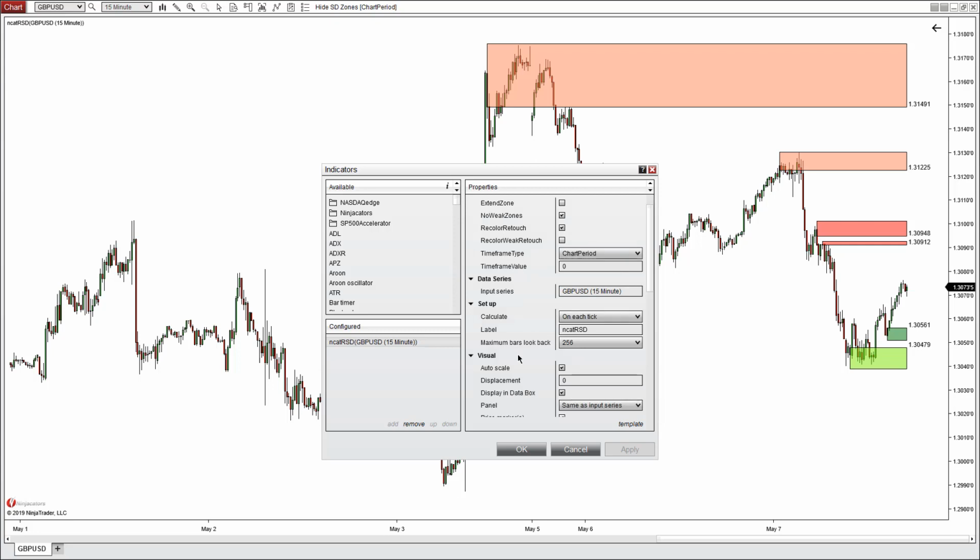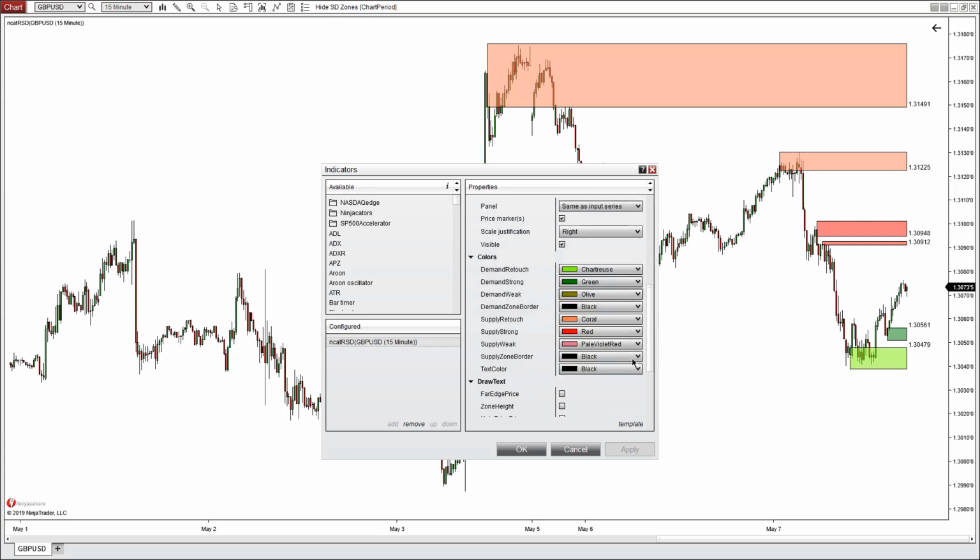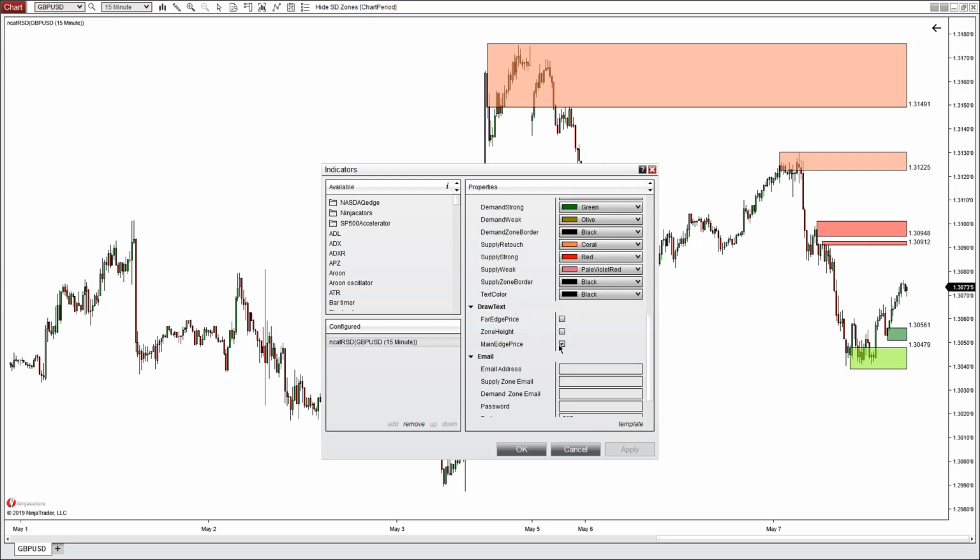Now data series setup and visuals, you don't want to change anything here. Colors is just cosmetic if you want to change the color of these boxes. The main edge price are these numbers here. So this is telling you that right here at the top of the box, the price is 130.56 and 130.47. The bottom of the box is 130.91 and 130.94 and 131.22. I want to see the other side of the box here. Far edge price, we'll go ahead and show that here.